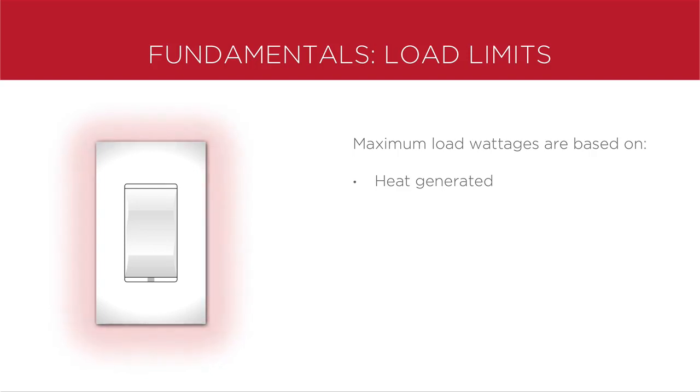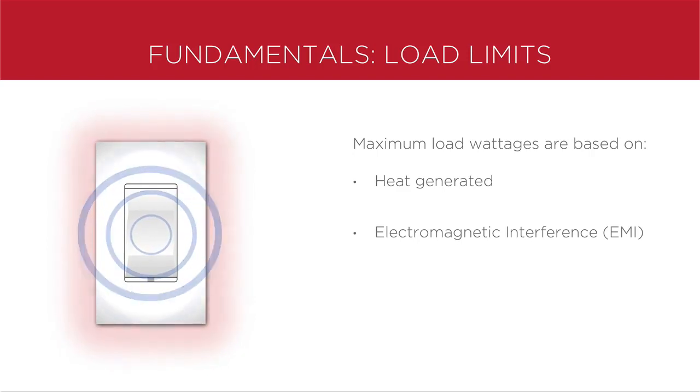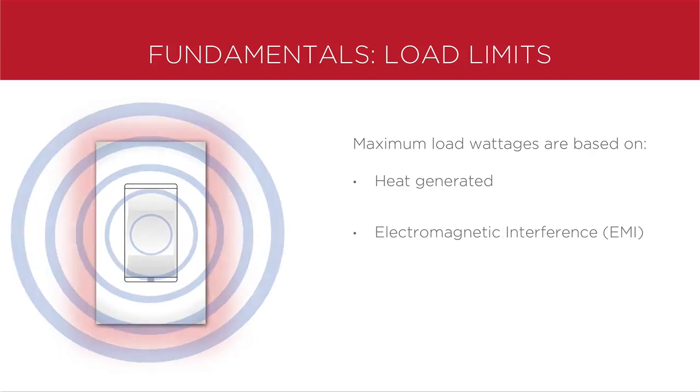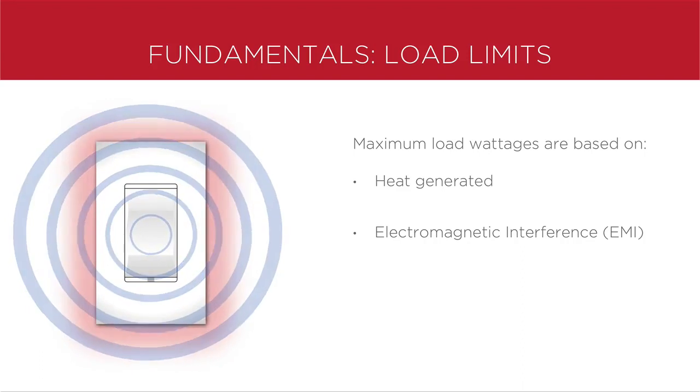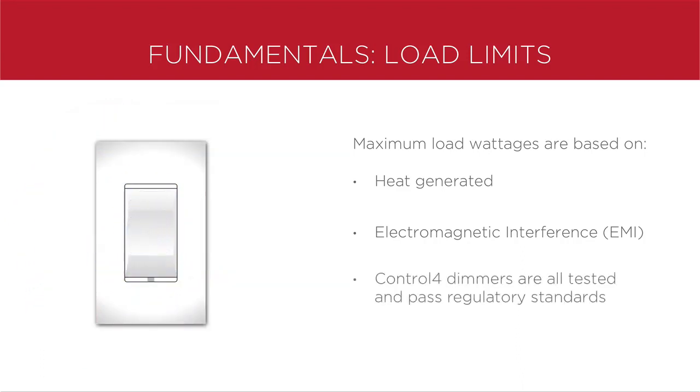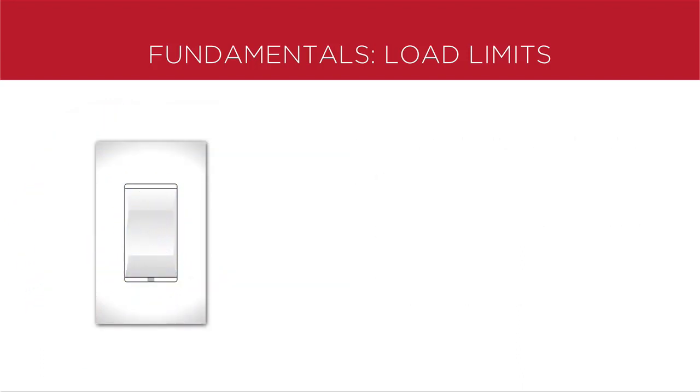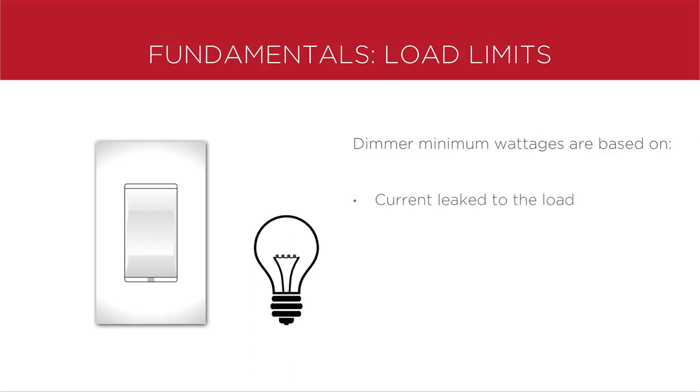A dimmer's maximum load is also based on electromagnetic interference. The dimmer's use cannot be detrimental to other electronic devices in the area. Control 4 dimmers are all tested and pass regulatory standards. A dimmer's minimum load is based on current leaked to the load.